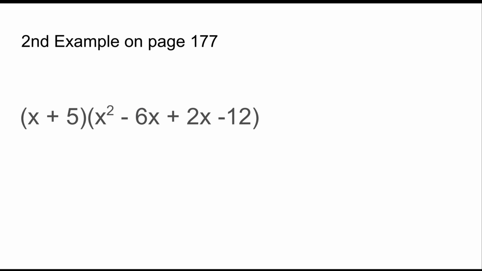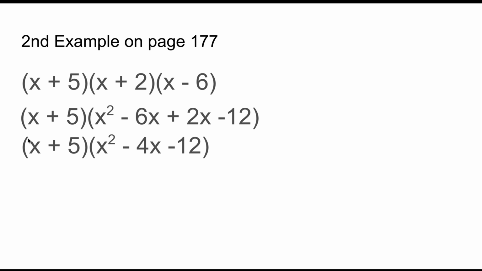Okay, let's look at the second example. Now this one has a 4-term times a binomial. Do we know how to solve this? Yes, we're just going to keep following the same directions. Oh, so this one actually, sorry, I had my clicks out of order. So we had x plus 5 times x plus 2 times x minus 6.